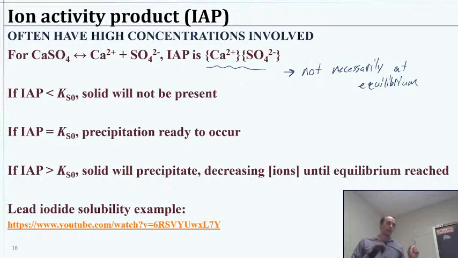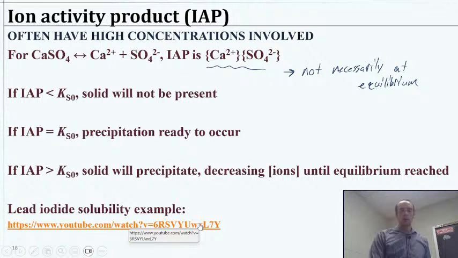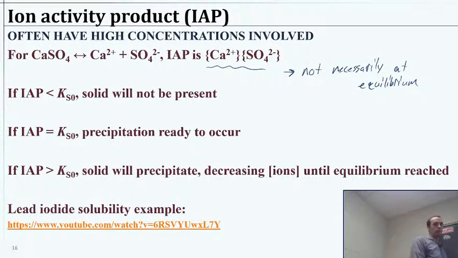If our IAP is greater than our solubility product, we expect that we have precipitation occurring, which will then decrease the concentration of those ions until we get to the point where we are at equilibrium. Okay, so we could temporarily supersaturate this condition or the solution, and we will be getting some formation there. Okay, there's a good example, kind of a fun one. I'm going to pull up here to watch the solubility of lead iodide.